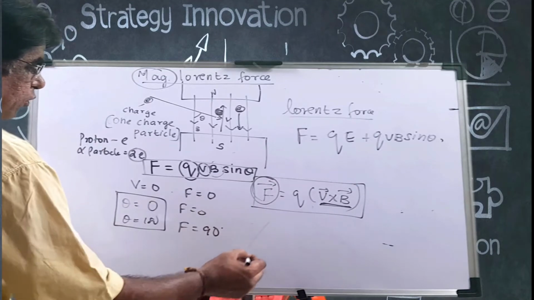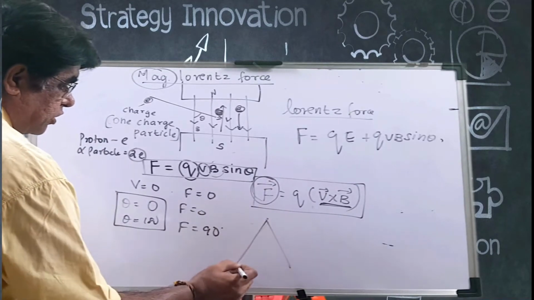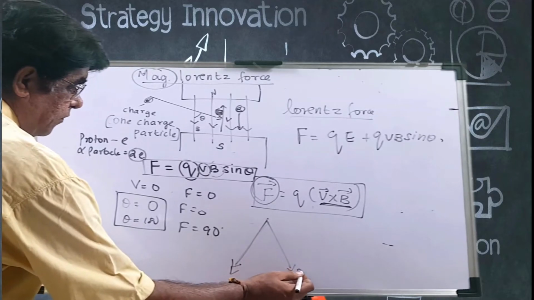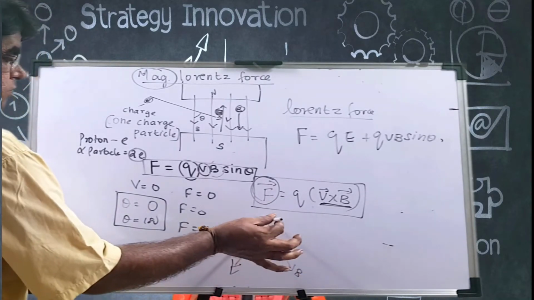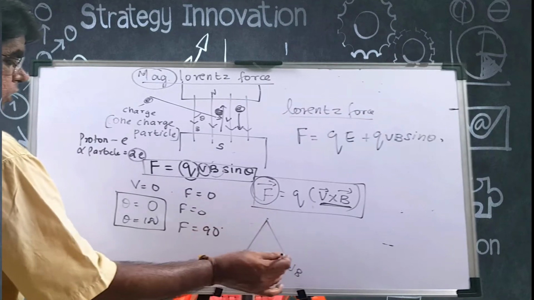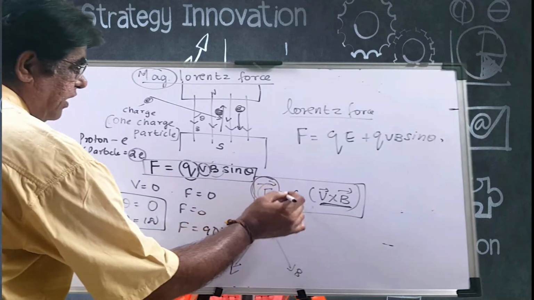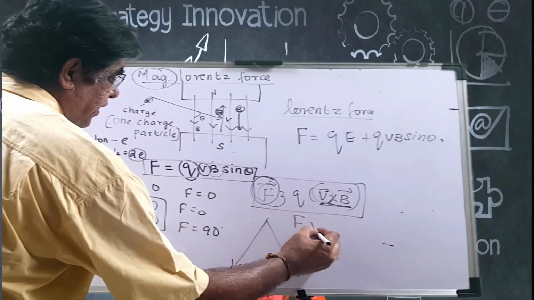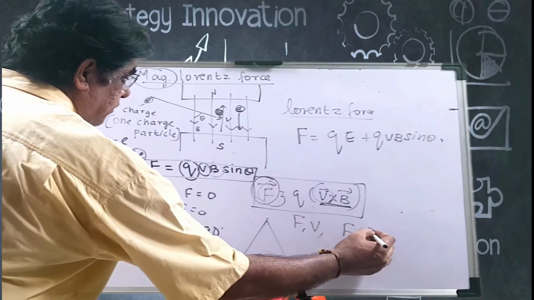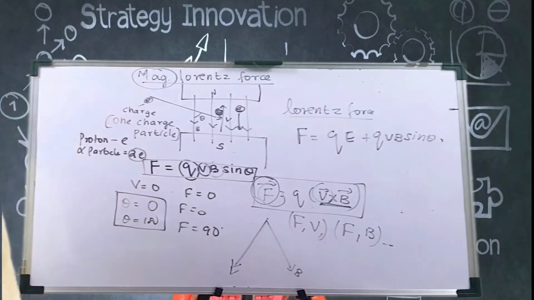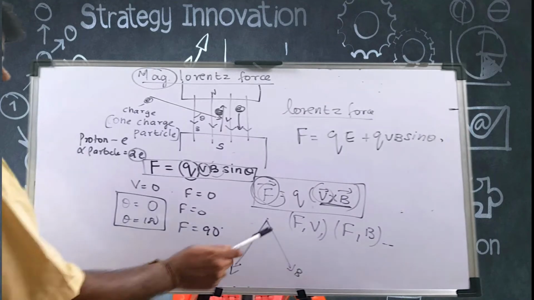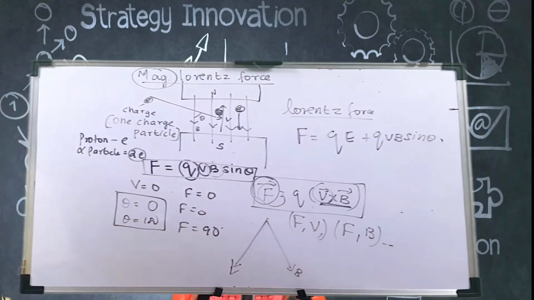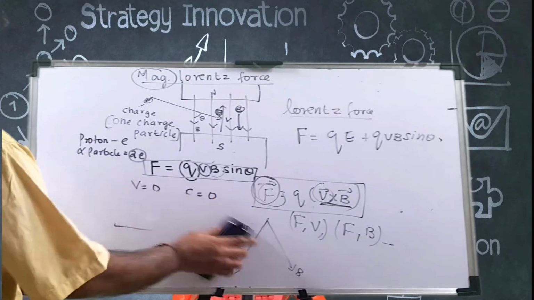So whenever there is a force acting on a charge, if this is your force, this is your velocity, and this is your B, the force will act at 90 degrees to this. So the force will be acting at 90 degrees to V and also to B. So the vectors FV and FB, these two pairs are always going to be perpendicular to each other. So force should act at 90 degrees to both the magnetic field and the velocity of the charged particle. This is the first information.